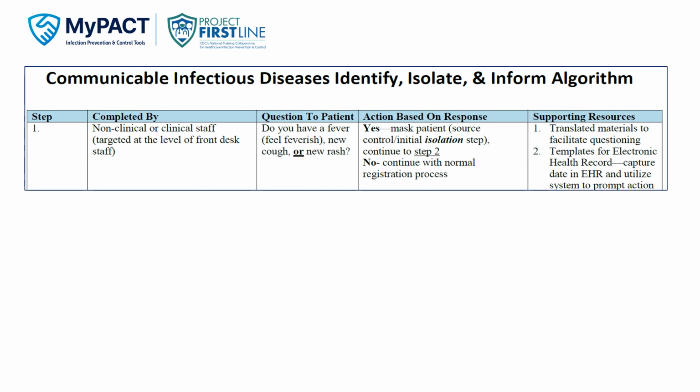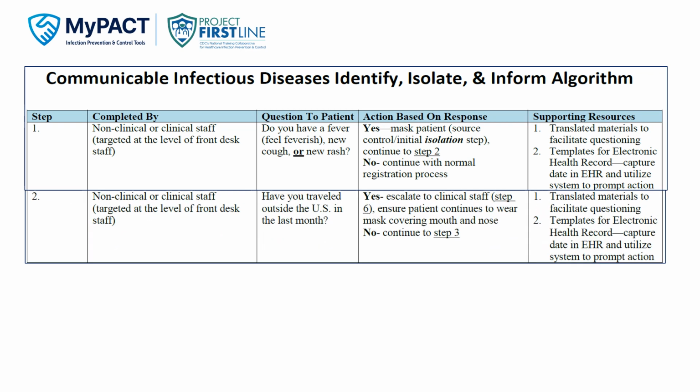You will note that as staff ask the questions as written, there are action items to be taken based on the patient's response. These actions can involve: 1. Taking steps to isolate the patient, such as providing the patient with a medical face mask to be put on at that point in the encounter that covers the mouth and nose, as in step 1, or placing them in an airborne infection isolation room, as in step 7, which will be shown on a later slide.